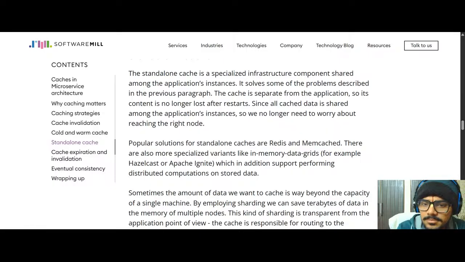Standalone caching. As the name suggests, it's separated from the applications. Thus, it won't be lost. Reduce memory loss even at restarts.